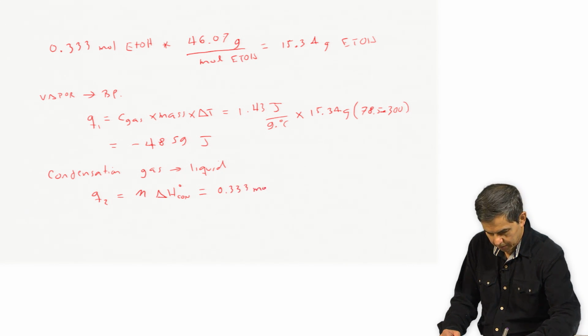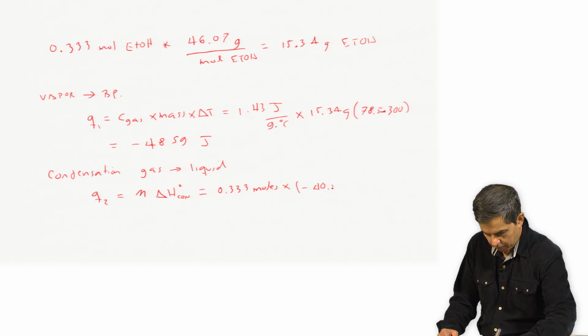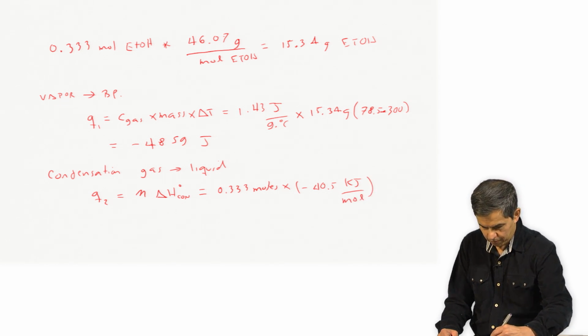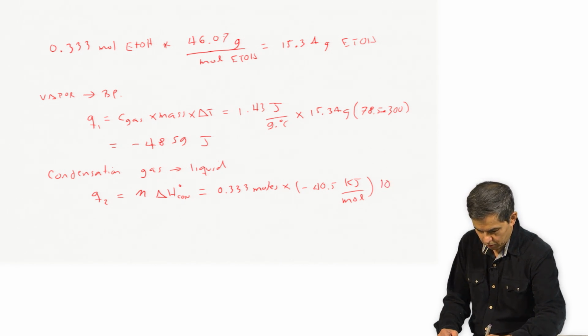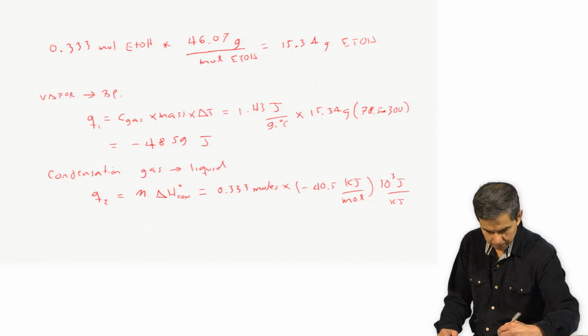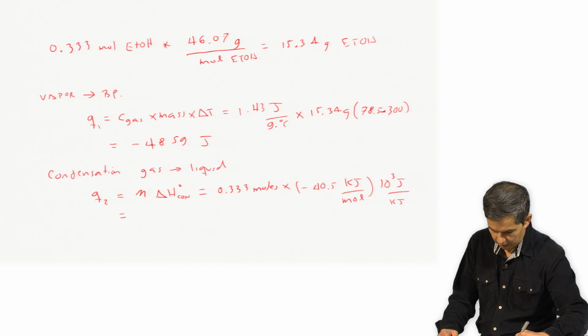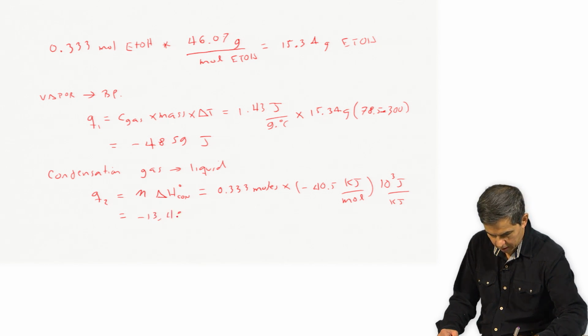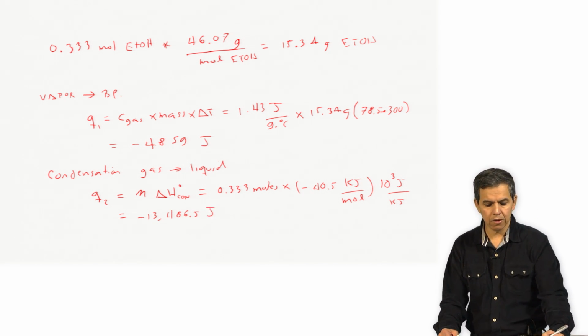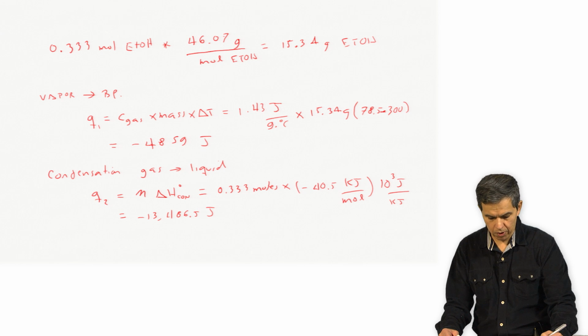0.333 moles times minus 40.5 kilojoules per mole, and we're going to have a factor for this, which is to convert everything to joules, 10 to the 3 joules per kilojoule. And that gives a value of minus 13,486.5 joules. Again, we are releasing heat as the gas is condensing into a liquid.